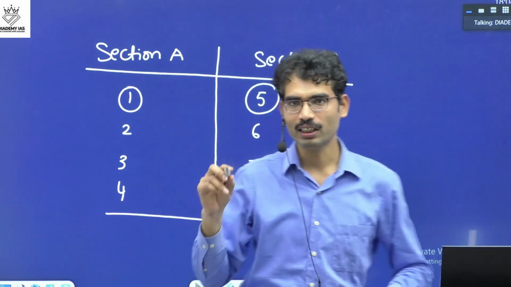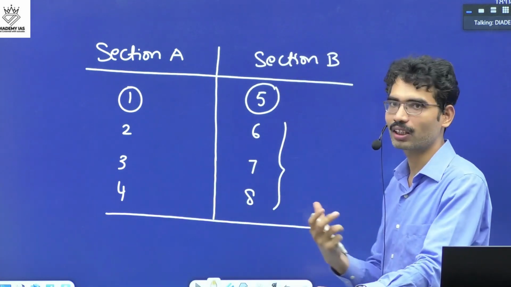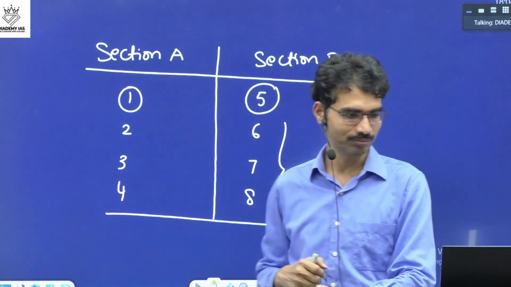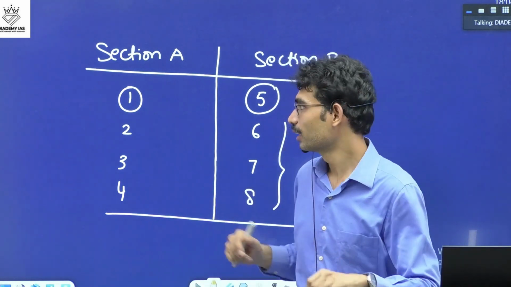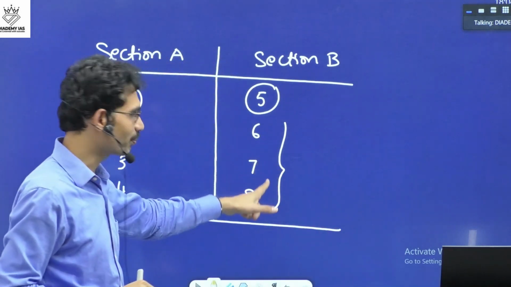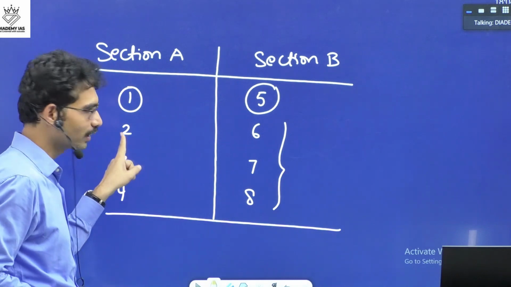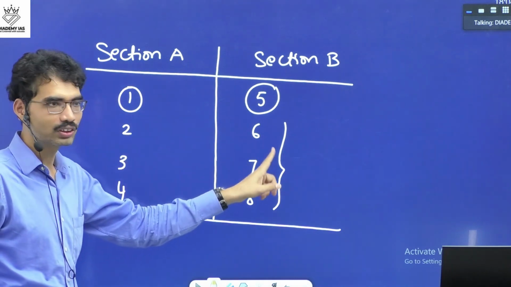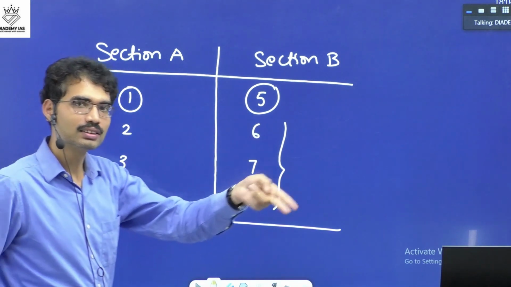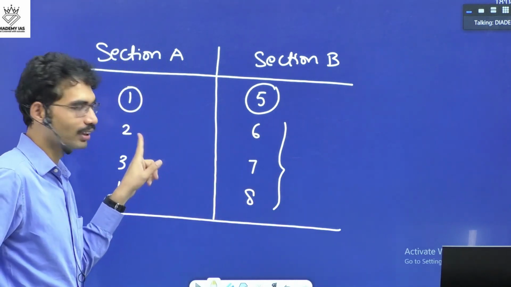Suppose you are comfortable in 6, 7 and 8. Suppose you are comfortable in medieval India. Let us assume. But you cannot choose all 3 questions from medieval India. That is the second instruction. At least 1 here, at least 1 there, you have to select. The 5th question is your choice. Either you can choose from here or here.